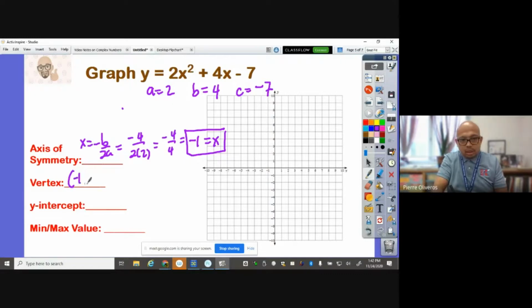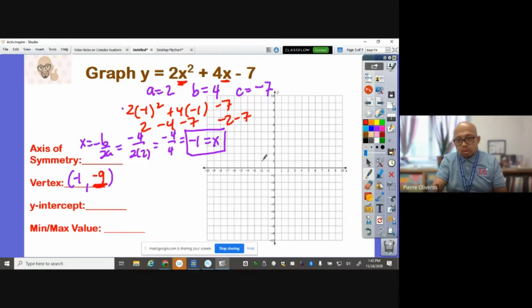And in your vertex, you're going to write here negative 1 right away. How do you find the y value here? The y value there is the value once you plug in the negative 1 to the x. So this will become 2 times negative 1 squared plus 4 times negative 1 minus 7. This will become 1 times 2 is 2, negative 4 minus 7. Negative 2 minus 7 is going to be negative 9. So let's go to negative 1, negative 9. That is right here. That's your vertex.